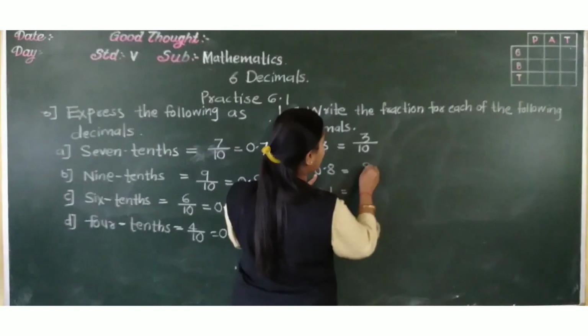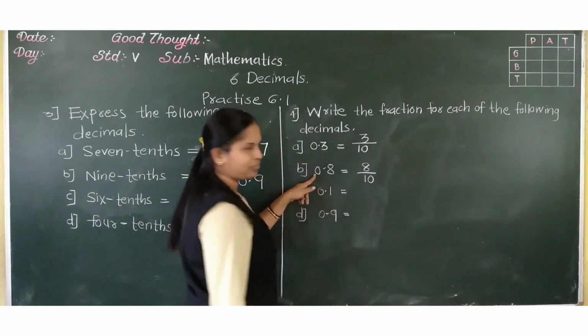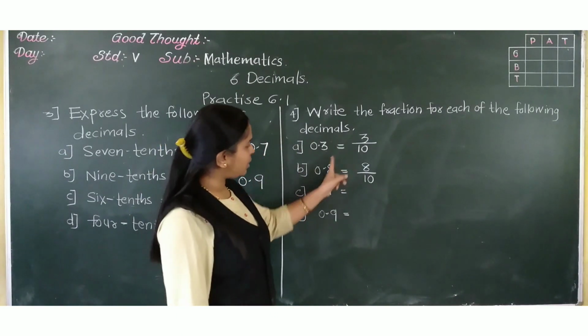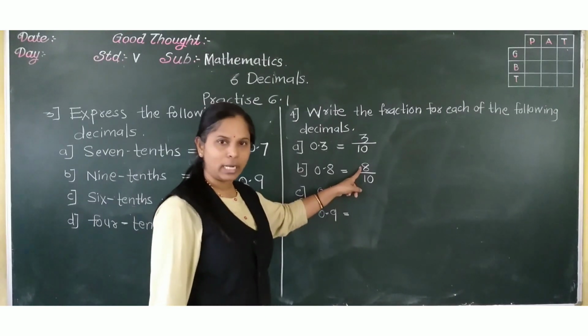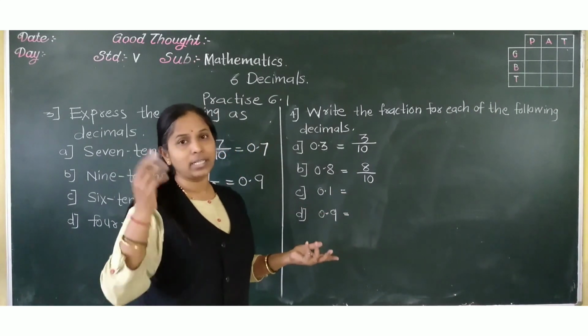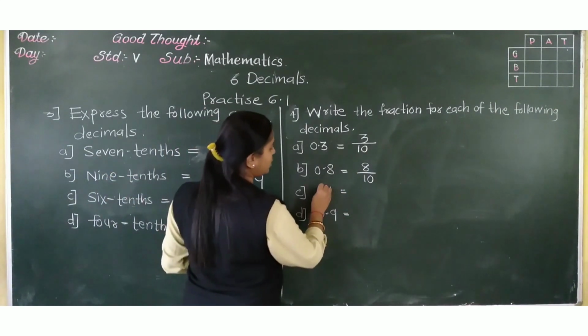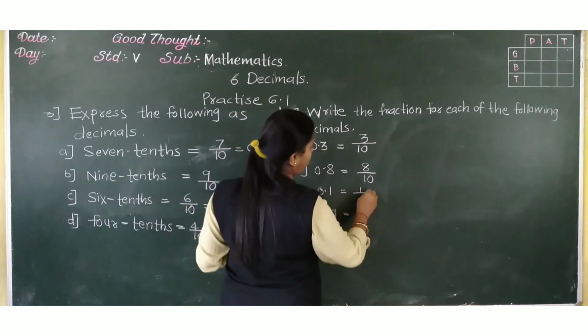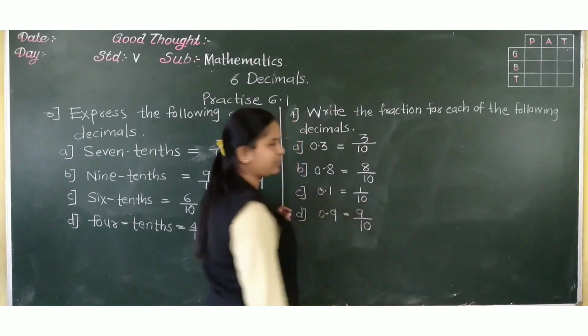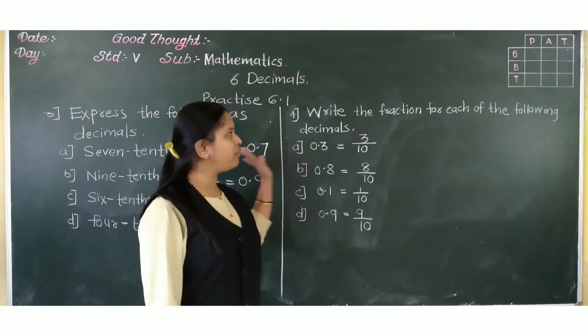Here 0.8. So how to write? 8/10. See here also after decimal only one digit. So that digit we have to write as numerator, and denominator what it will be? Only 1 0, that is 10. Now here 0.1, so 1/10. Here 0.9, so 9/10. Followed in this way we have to solve.